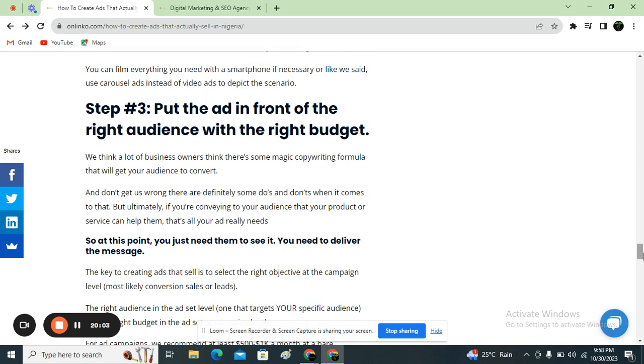So these are the things you want to put in place before what? Creating your ad. Do not just create your ad. I repeat, do not just create your ad. If not, you are just wasting money for your business, which is not right.